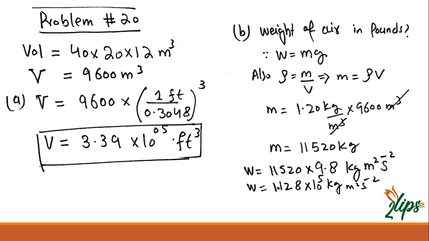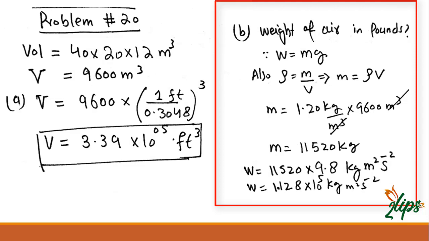In the second part, it is asked to find the weight of air in pounds. You know the weight is equal to mass times g, so we need to find mass. Mass is given by this expression because we know both the density and volume. Putting here 1.20 kilogram per meter cubed, and since density is given per meter cubed, I should use the volume in SI units. So this will be 9600 meters cubed, already defined. So M is equal to 11520 kg.